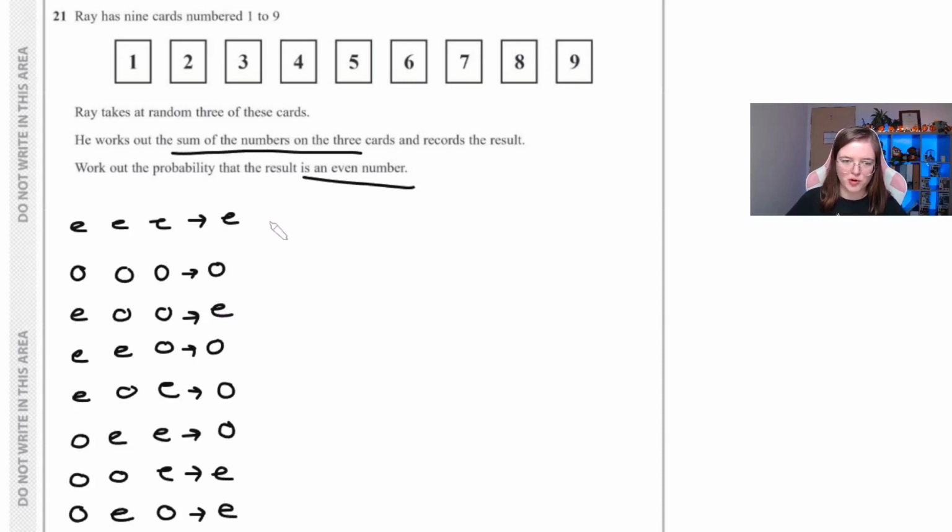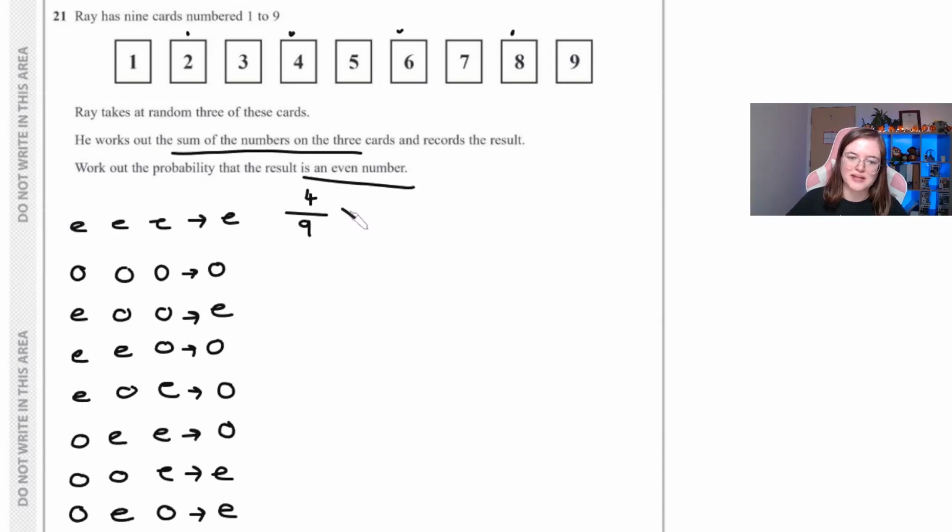If we then go through and work out probabilities of picking those, that's the next step. So how many even cards are there? Well, there's 1, 2, 3, 4 even cards out of 9 cards, right? So that's the probability of picking an even card the first time. Look at this probability here.